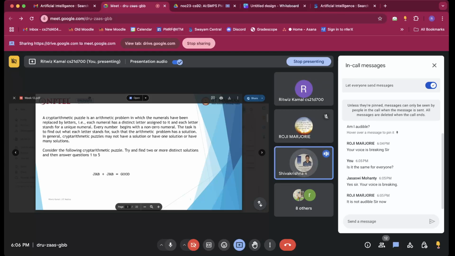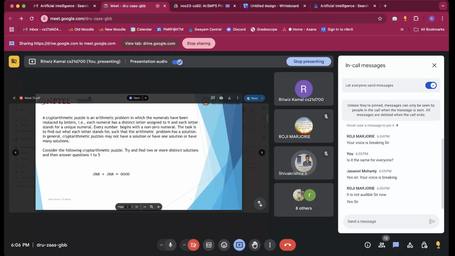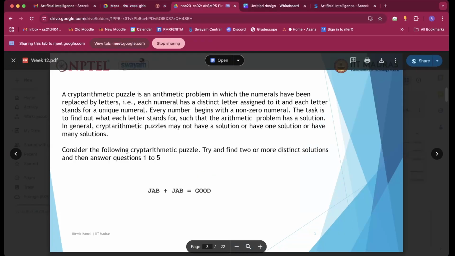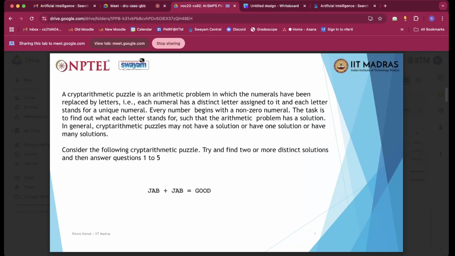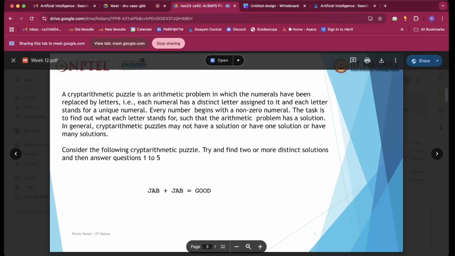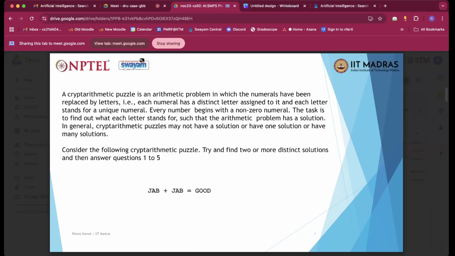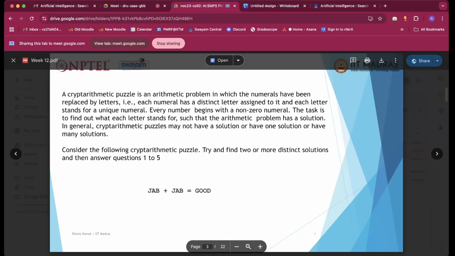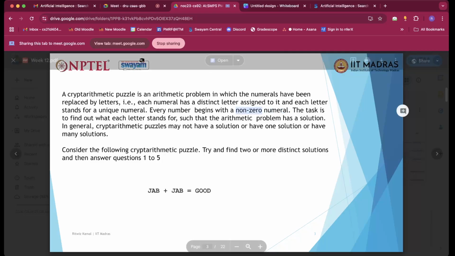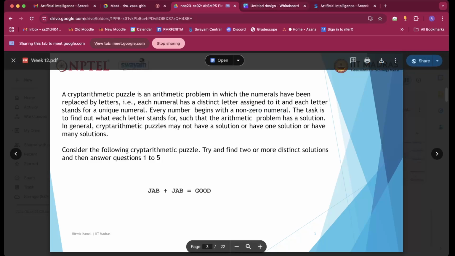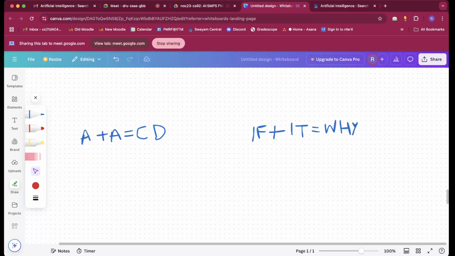Okay, great. Coming back to the problem, we have a crypt arithmetic puzzle, and our task is to find the one-to-one mapping between the alphabets and the numerals. Here we are given an example: jab plus jab equals good. Each of these alphabets stands for some number, and this number has to be non-zero, and the assignment has to be such that this equation is satisfied. Before we move on to this one, let's try some simpler examples first.